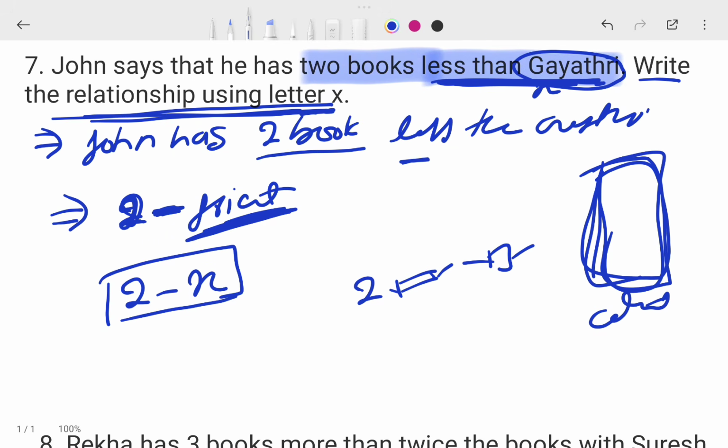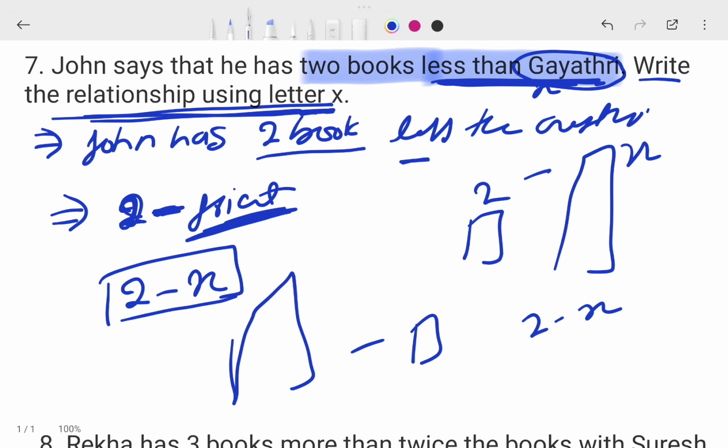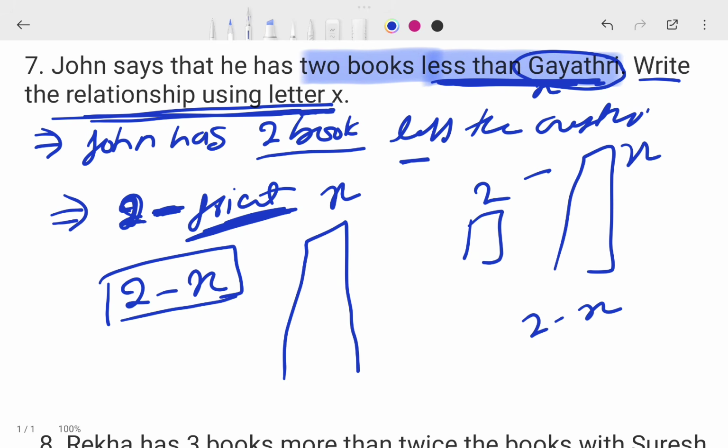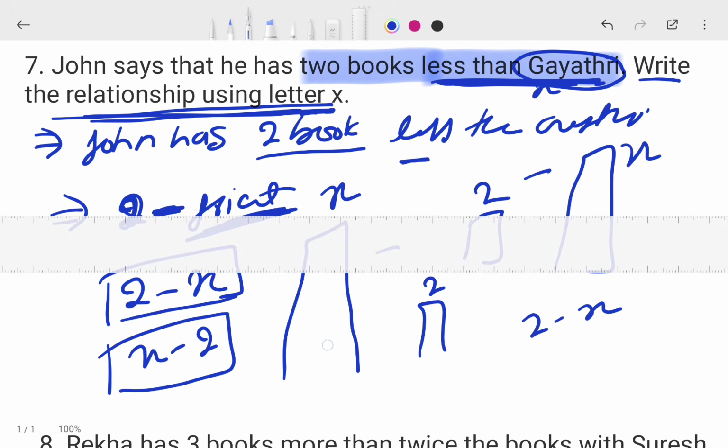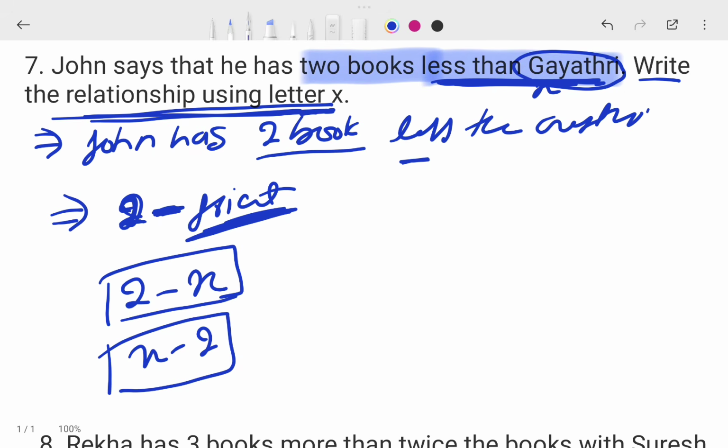Is it clear? Now you can also write it like that: your friend has more and you have less. You have 2 chocolates, your friend has more chocolates, that is x. So you will write 2 minus x. Otherwise, your friend has more chocolates, that is x, and you have fewer chocolates, that is 2. You can write x minus 2 also. Is it clear? Why can you write like that? Because your friend has more.